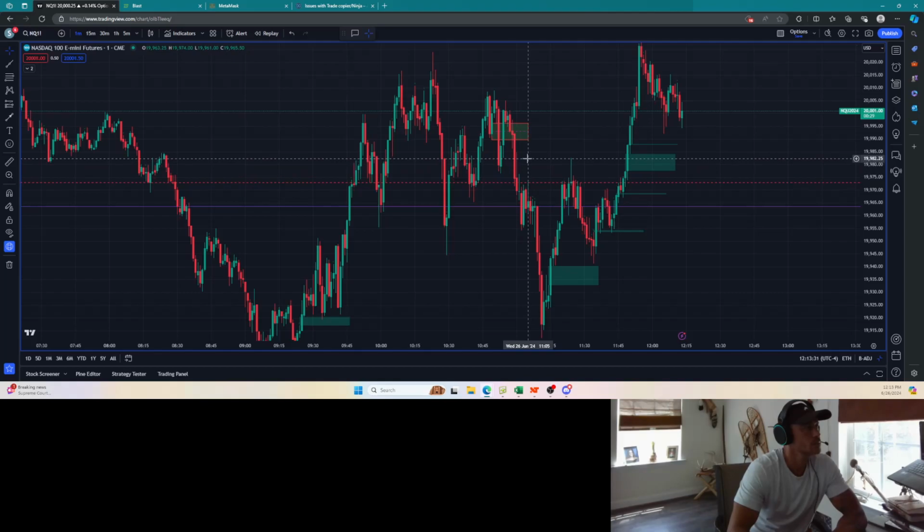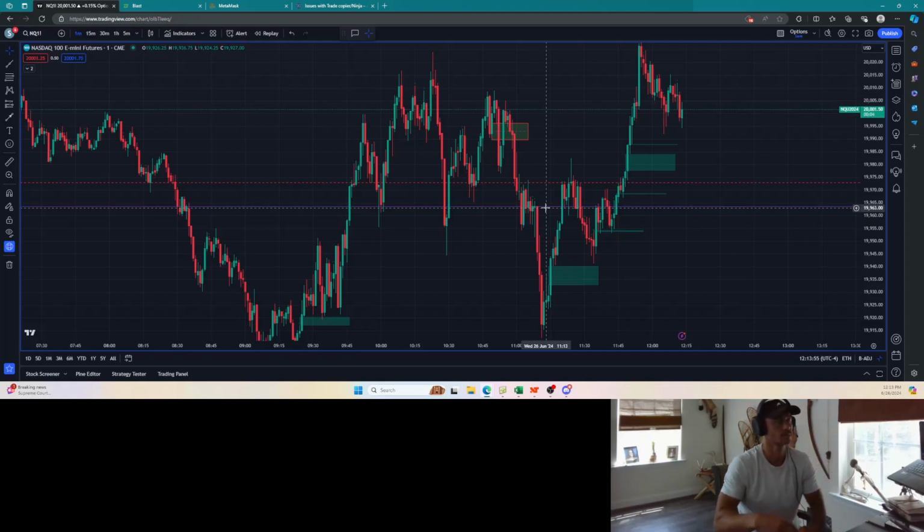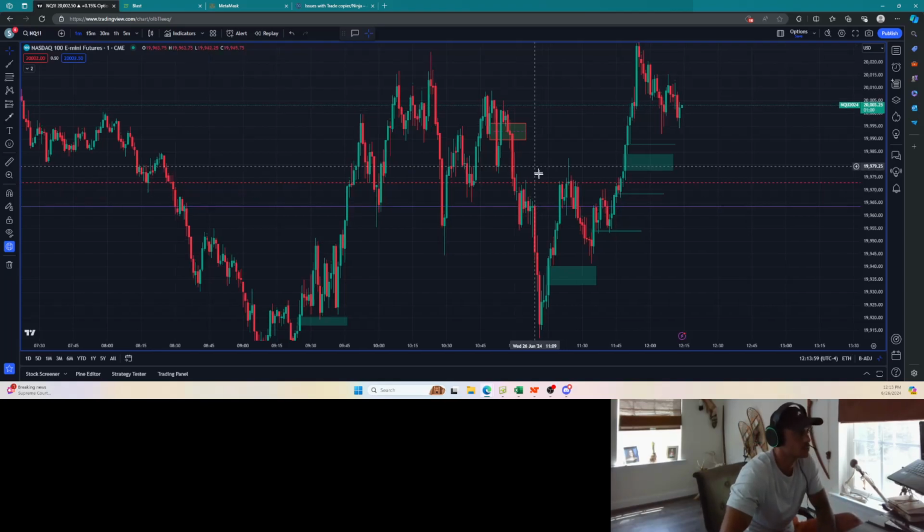Then your entry's up here somewhere. It still would have worked. I like entering near the old gap that was just disrespected, you know. So this one kind of dumped pretty fast and got away from you, and then it came up. But you could have entered on this pump, and it still would have worked, right? To retest this purple line, it's an old overnight high, or no, I'm sorry, an old overnight. So that's a perfect example.